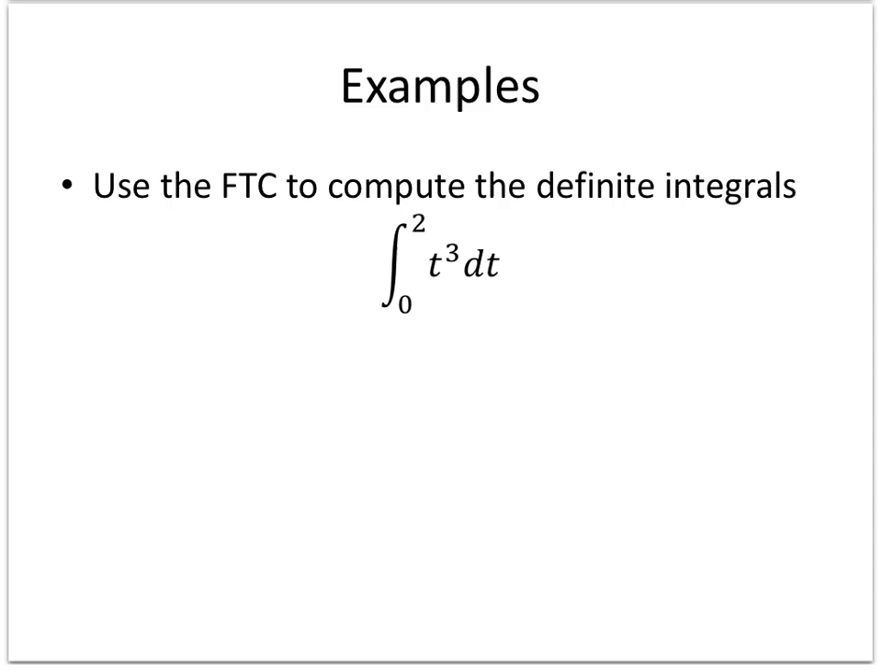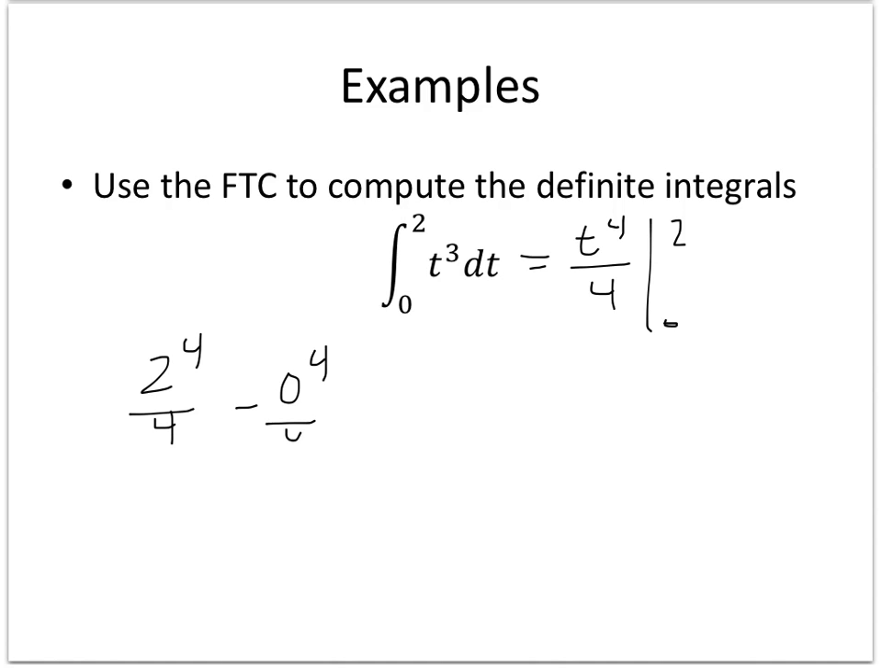If I look at this one, my antiderivative would be t to the fourth over 4. So from 0 to 2 would be 2 to the fourth over 4 minus 0 to the fourth over 4, which would give me 2 times 2 is 4, 4 times 2 is 8, 8 times 2 is 16 over 4 minus 0, or just simply 4.